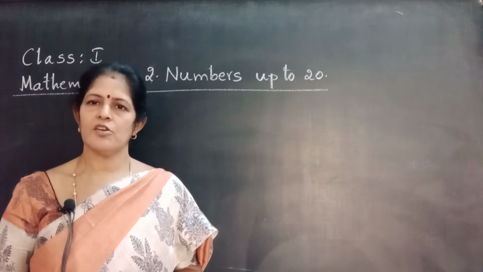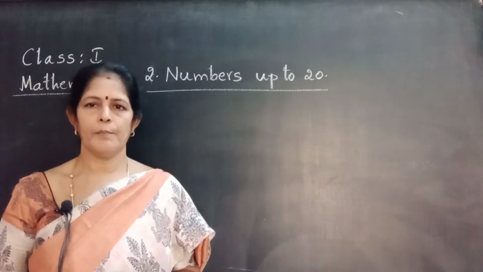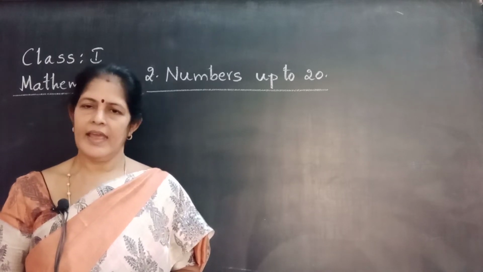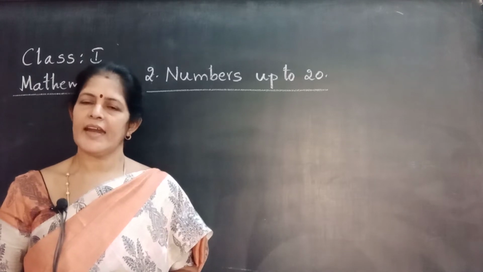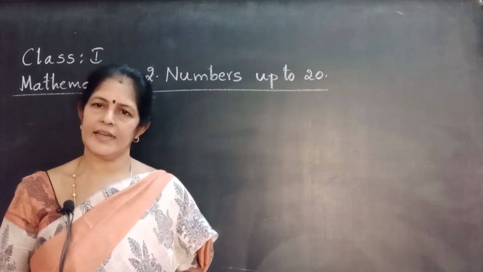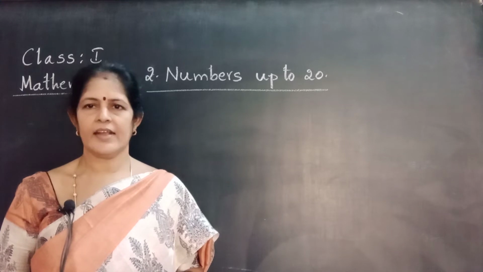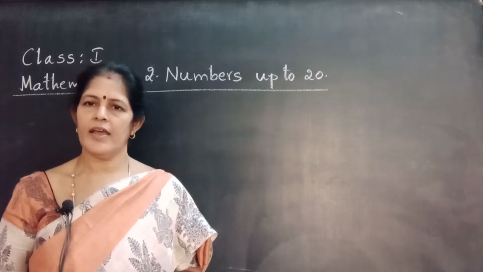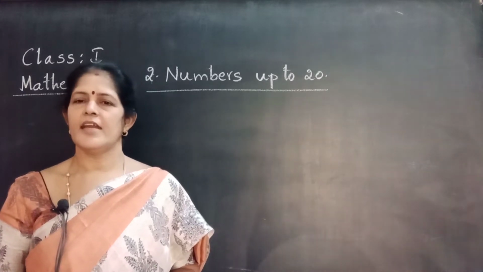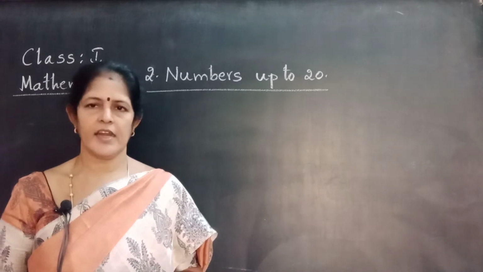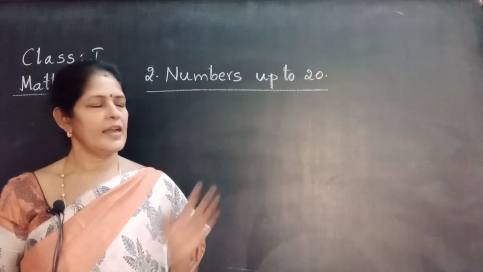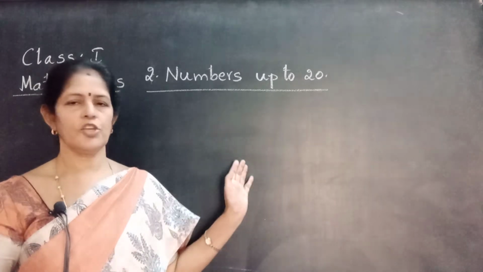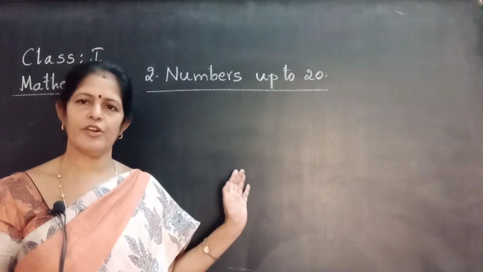Next, before, after, between numbers. Next, put the correct symbol: greater than, less than, equal to. Increasing order means ascending order. Decreasing order means descending order. And that is today's class. First, I am going to revise.